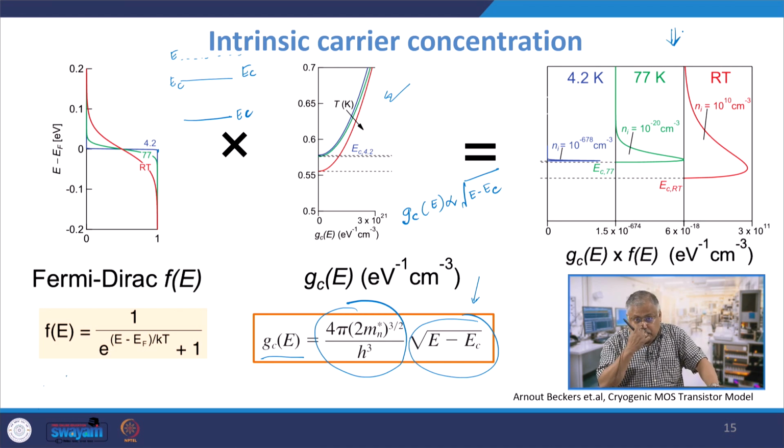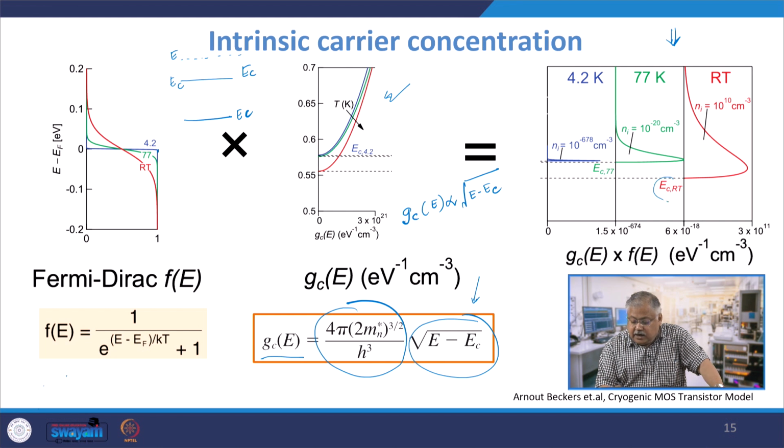Let us first look at room temperature, because that is relatively easy to explain, and then we can come to the 4.2 Kelvin case. When you multiply the Fermi-Dirac function with G C of E, you get a curve which is on the left hand side, right. And if you look at room temperature, if you plot the number of carriers with respect to the energy level, you will see that it is near the conduction band edge.